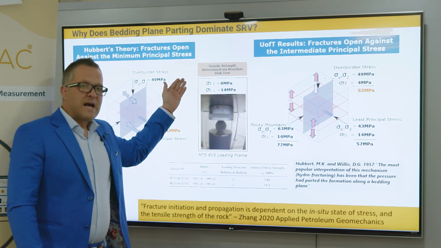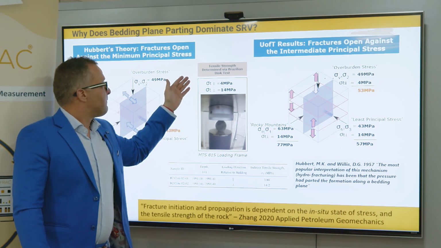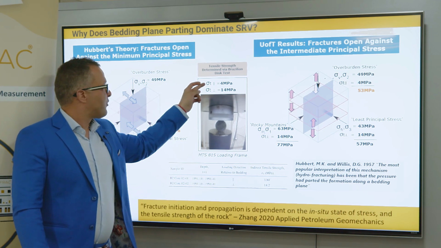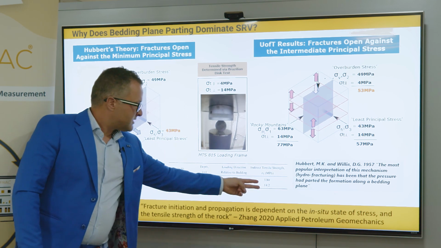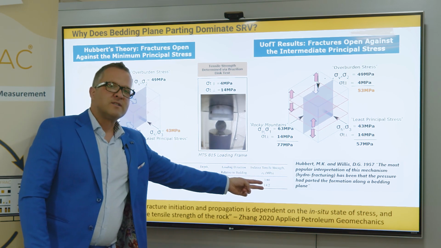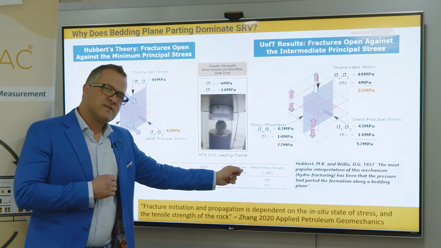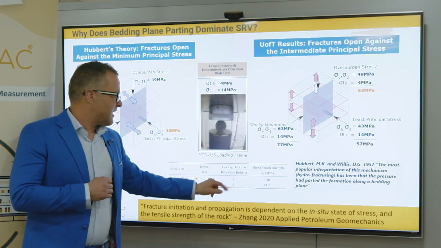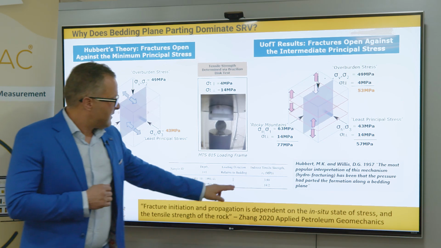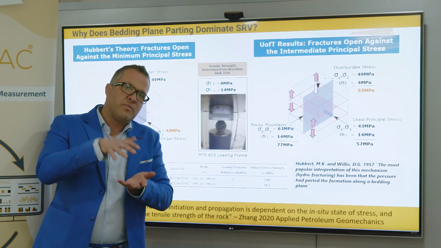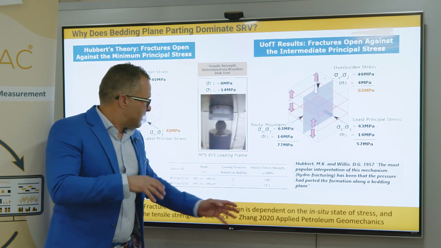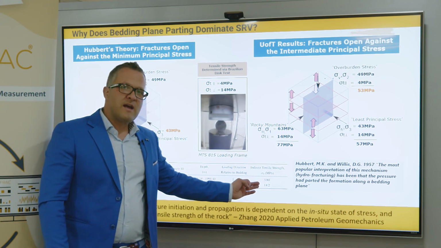If we go back to the lab and take Brazilian disc tests parallel and perpendicular to the bedding plane orientation, you can see here the actual lab results, averages, which show what the difference is in perpendicular and parallel to the bedding plane. I like to think about it as tearing a phone book like this versus opening the pages within a phone book. You can see the difference is 10 MPa.